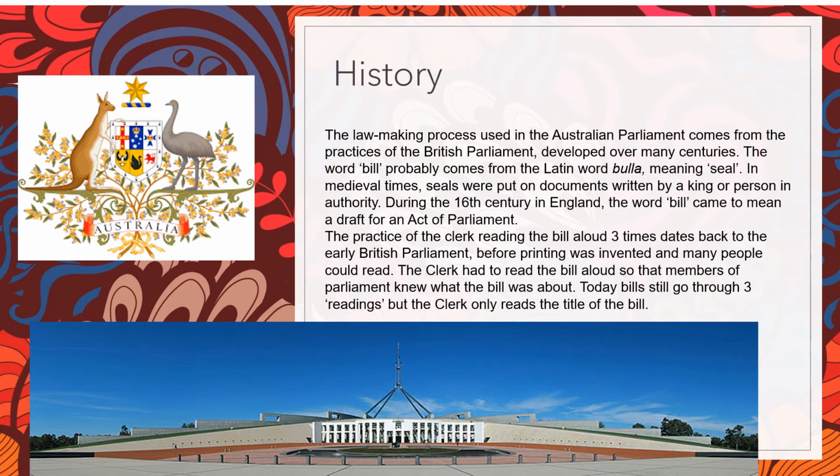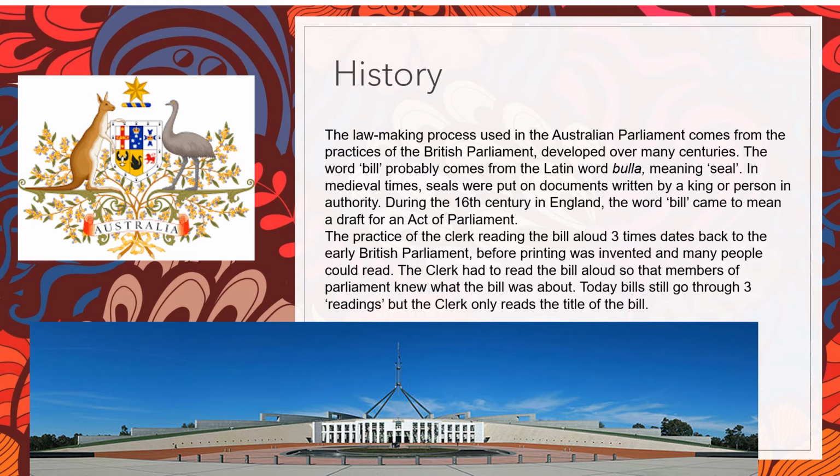Okay, now we're going to talk about the history. The lawmaking process used in the Australian Parliament comes from the practices of the British Parliament developed over many centuries, which we know from the previous lesson, which was talking about if Australia is still connected to Britain, and this is one of the ways it's still connected. The word bill probably comes from the Latin word bulla, meaning seal. In medieval times, seals were put on documents written by a king or person in authority. During the 16th century in England, the word bill came to mean a draft for an Act of Parliament.